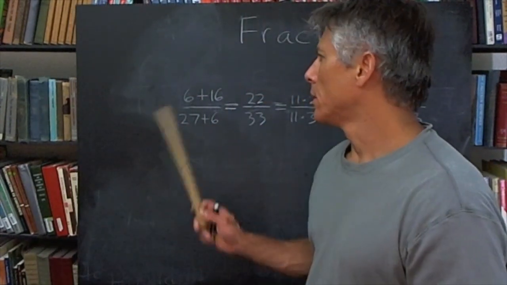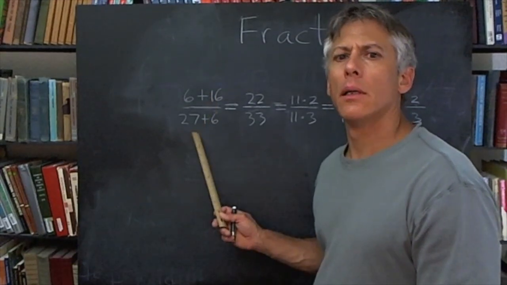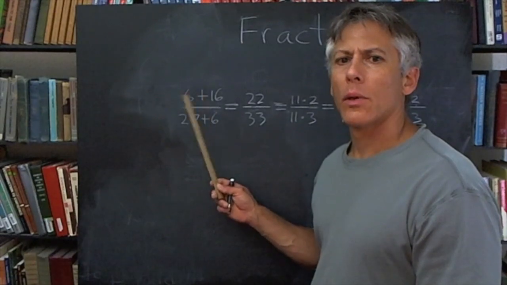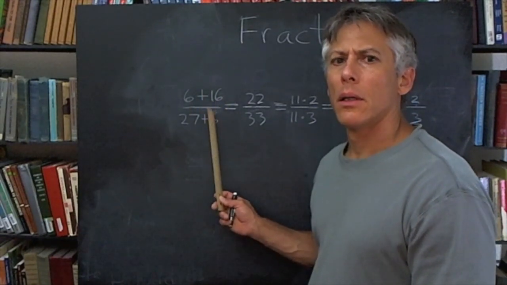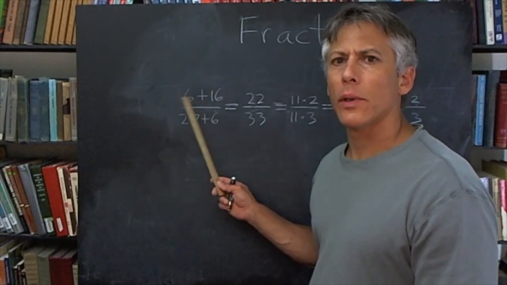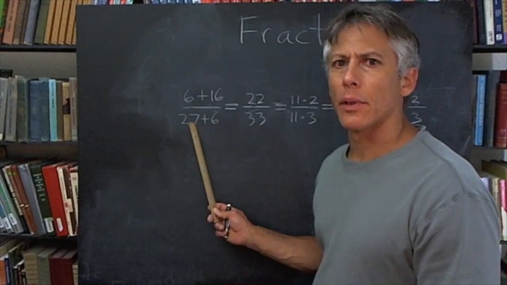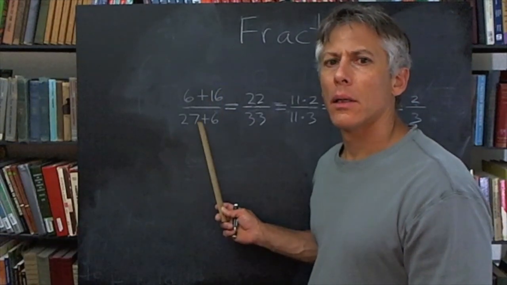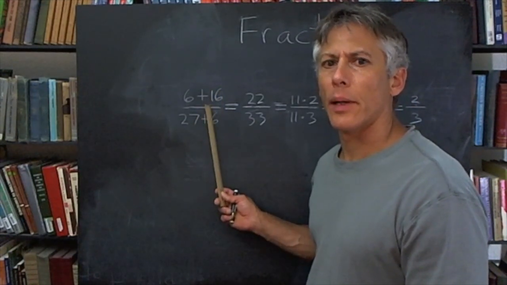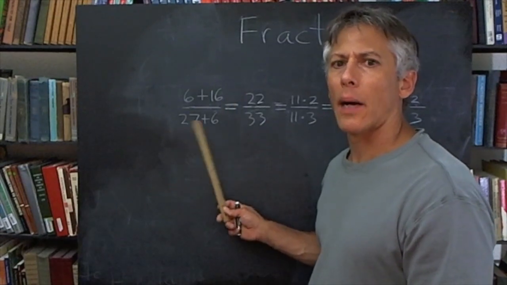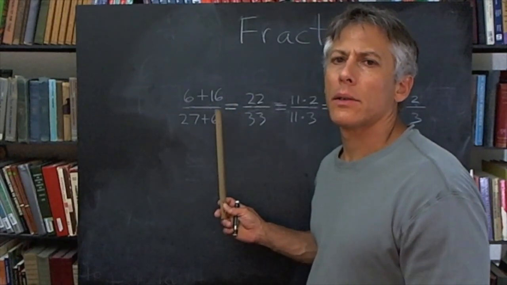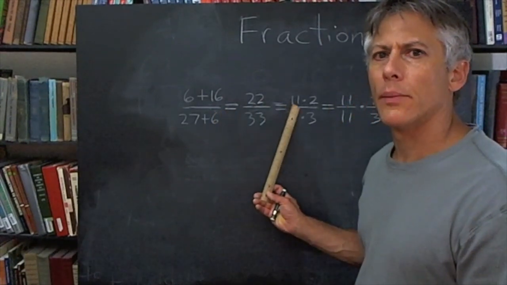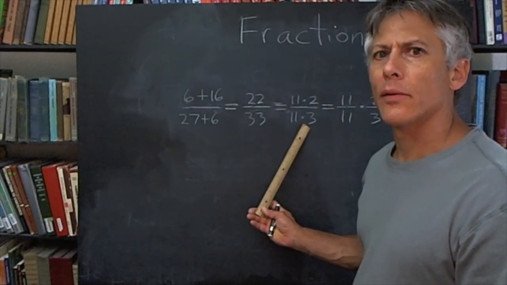If we have 6 plus 16 over 27 plus 6, now remember, we're dividing some number by another. It's like we have these in parentheses and then the bottom in parentheses. It's grouped. So we have to add before we figure out what two numbers we're going to divide by. So we get 22 on top and 33 on bottom. You can stop the video and check that on your calculator if you need to. But 22 is 11 times 2 and 33 is 11 times 3.